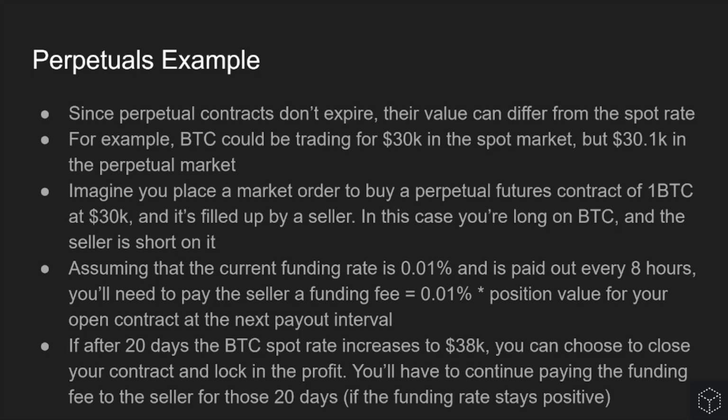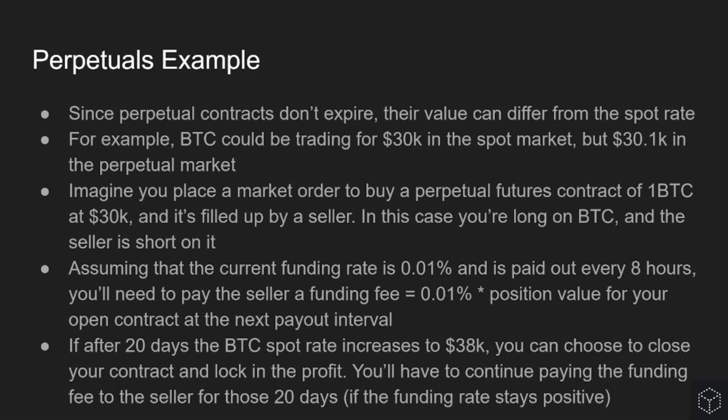So an example of a perpetual: since perpetual contracts don't expire, their value can differ from the spot rate. So for example, BTC could be trading at 30,000 in the spot market, but 30,100 in the perpetual market. So imagine you place a market order to buy a perpetual futures contract of 1 BTC at 30,000, and it's filled by the seller. So you would put your bid onto the perpetual exchange, and then it would have to be filled up by a seller.